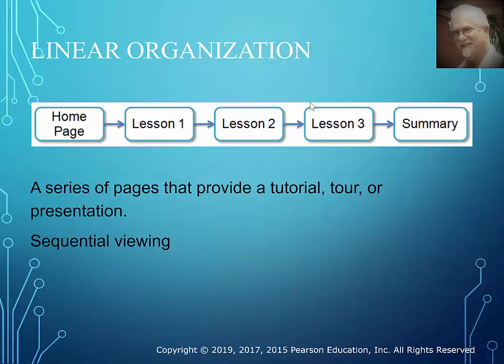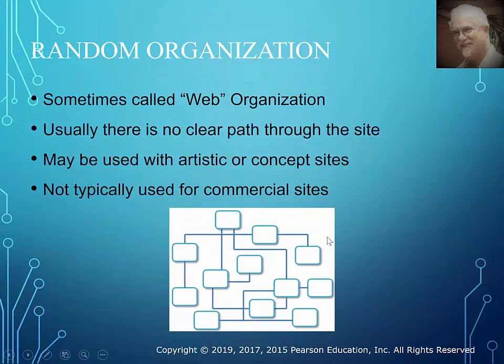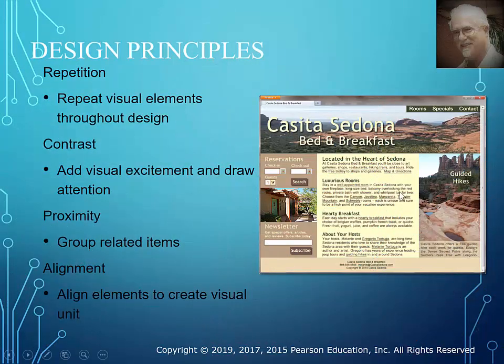Then you have linear organization. This is a real simple organization. It's kind of a tutorial or tour. There's not many choices. It's just one link to another link to another link to another link. Good for tutorials, tours, sequential viewing. And then you have kind of a random organization. Sometimes it's called a web organization. I'm not sure why. There's no clear path or anything. Maybe artistic. Let's get to that later on, maybe in another class. For our purposes, we're going to use a hierarchical or modified hierarchical design.